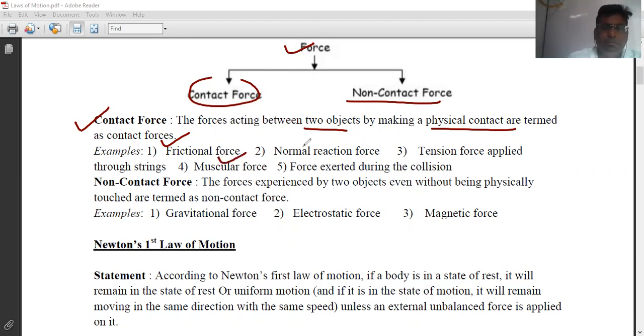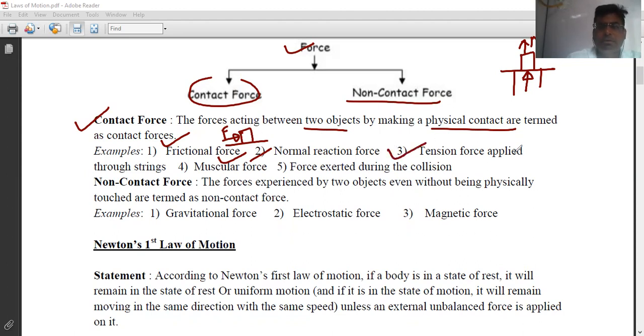Like frictional force. Suppose an object is lying on a surface and we are applying force, so this force is contact force. Another one is normal reaction force. Suppose there is a table on which an object is kept. This table applies a normal force on the object upward, represented by capital N. Capital N represents the normal reaction force.